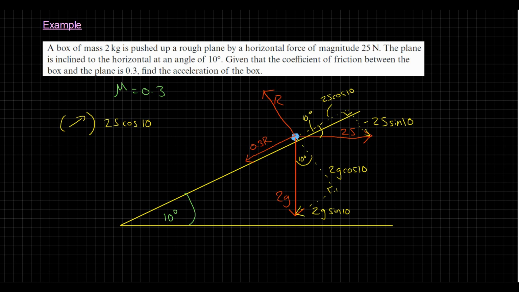So remember, we should always put these arrows on here actually. It's a bad habit that I forget to do that. Because these components, their arrows should follow the same path as the original force, right? So if this is going down, this is going down and then across like that. And if this one's going right, then this is going up and down like that. Okay, so we've got 25 cos 10 up, we've got the 2g sine 10 down, so that's minus. And we've also got the minus 0.3R.